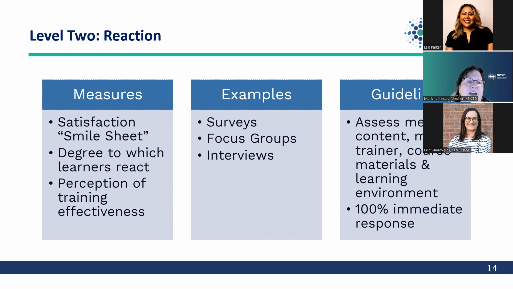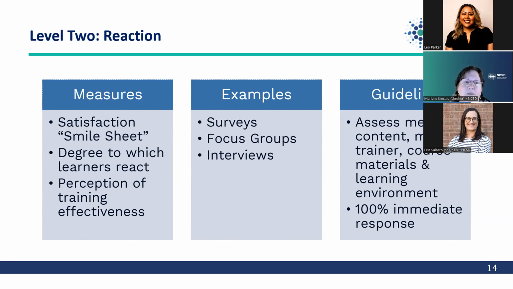Level 1 is reaction. Reaction is the satisfaction, otherwise known as the smile sheet. It's the sheet that's typically given out at the end of a training. And it measures the degree to which learners just simply react to the training. It is also the perception of training effectiveness that the learners may have. The examples of this type of level evaluation are surveys, focus groups, and interviews.